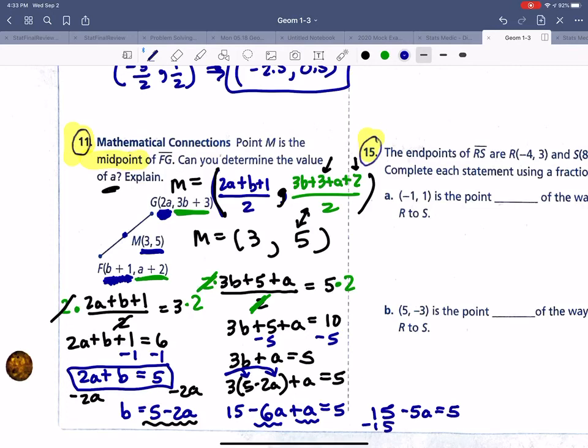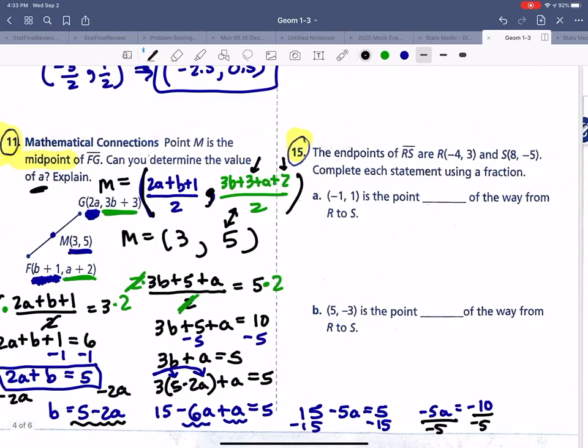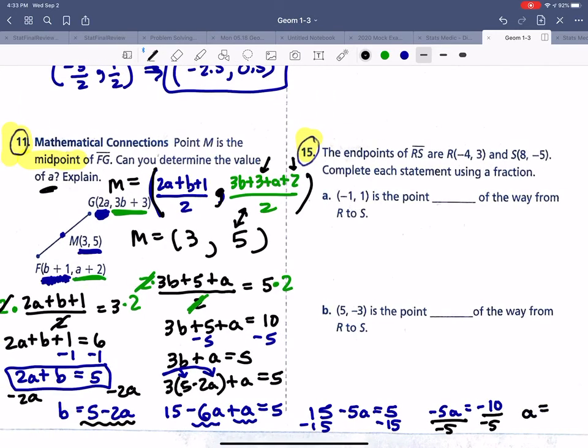Okay, let's subtract 15 on both sides. So I get negative 5A is negative 10. Ooh, almost there. Divide by a negative 5 on both sides, and I get A is equal to positive 2. I've done it. They wanted me to solve for A.